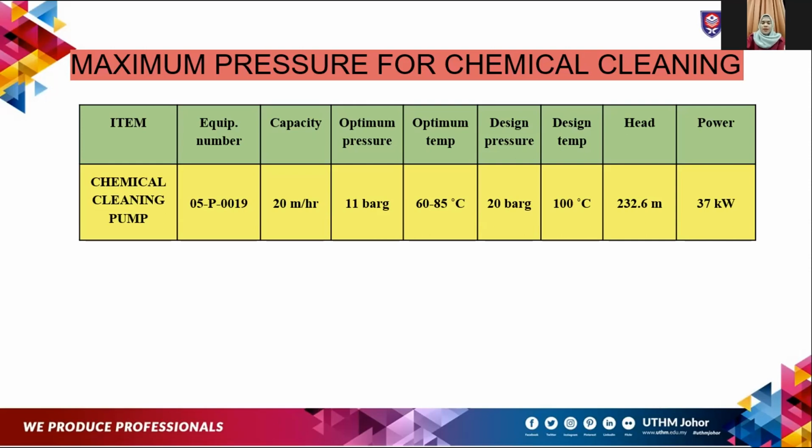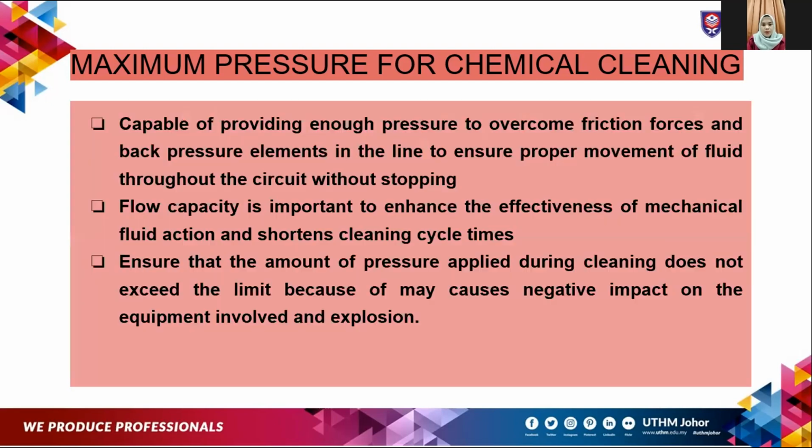Based on our markup on the P&ID, one pump will be involved in the chemical cleaning process. From the table, we can see the criteria. For example, the design pressure, which is 20 bar, then the optimum pressure, 11 bar, and a few other criteria, for example temperature and pressure. Why do we need to consider all the criteria, especially the pressure?